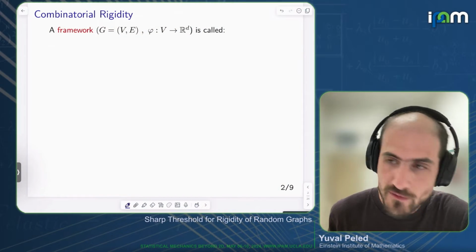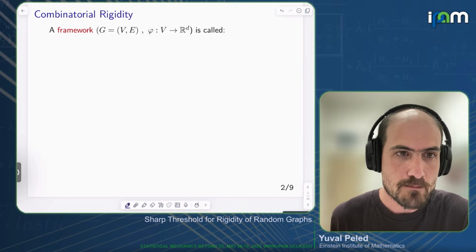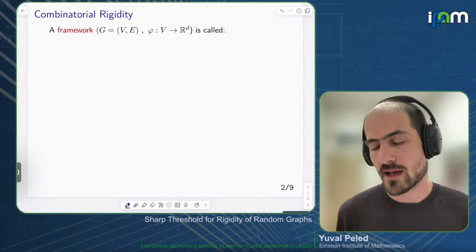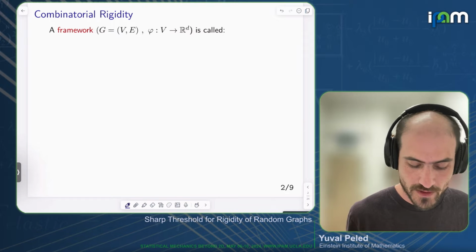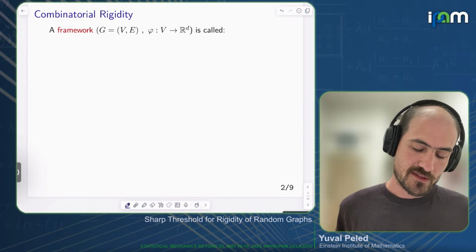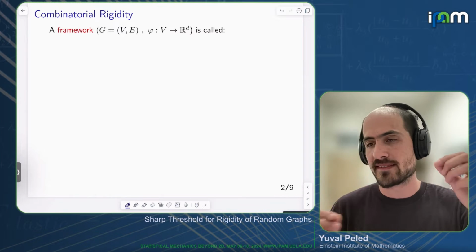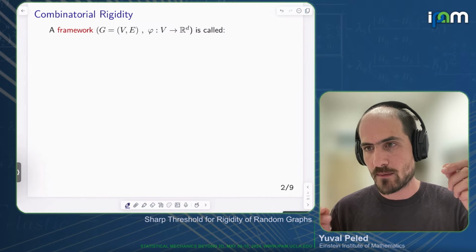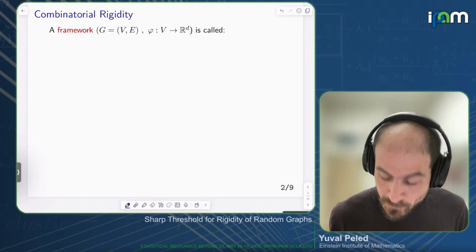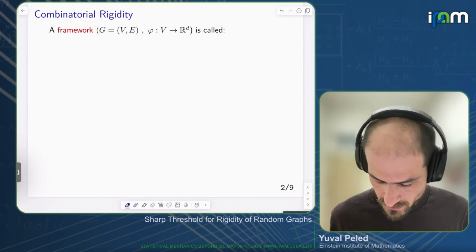the main object that combinatorial rigidity deals with is a framework, which is a pair consisting of a graph denoted here by G, and a map phi from the vertices to a d-dimensional Euclidean space, R^d. And I think the best way to imagine it is to think of the vertices as points in R^d, and the edges as some rigid bars that somehow determine the distances between these vertices. And of course we'll see examples very shortly.